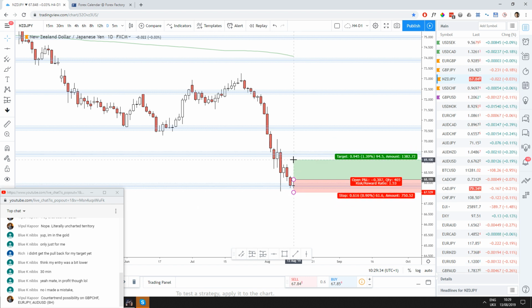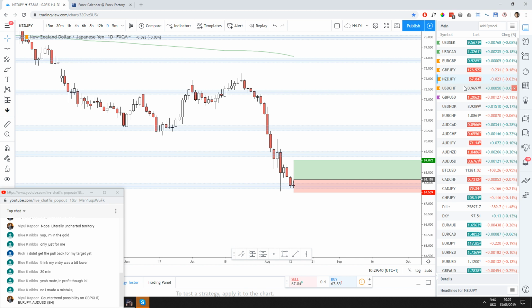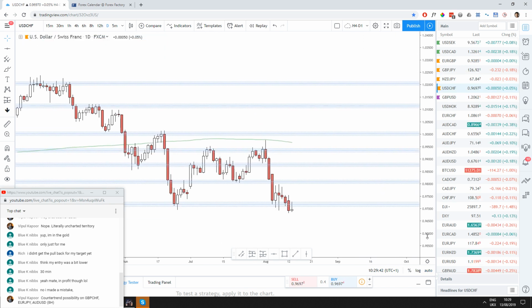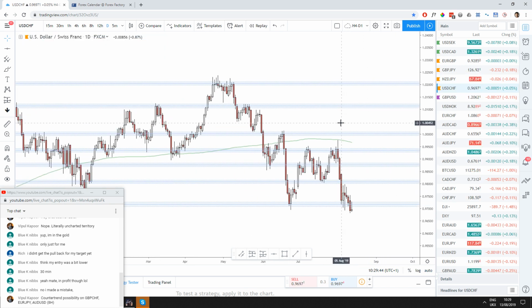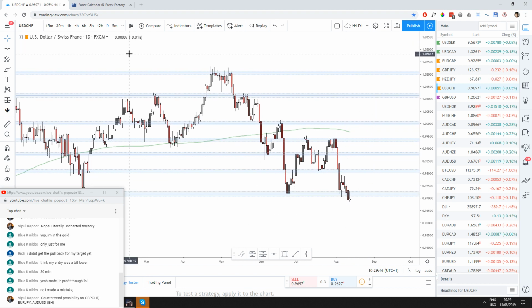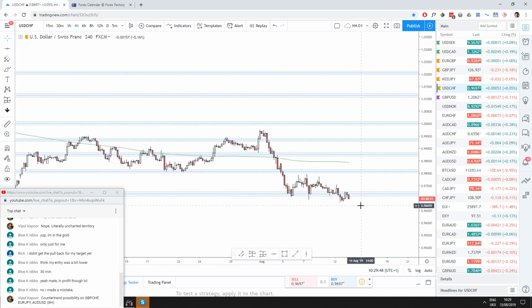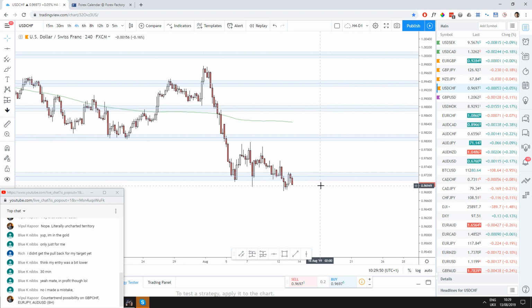Conservative target to start off with, and then we can extend it depending on momentum. So we need this daily candle to close, and then we could look for a setup tomorrow. USDCHF, this one I'm a little bit more interested in trading short, but it's just not that great a setup, I have to be honest, guys.